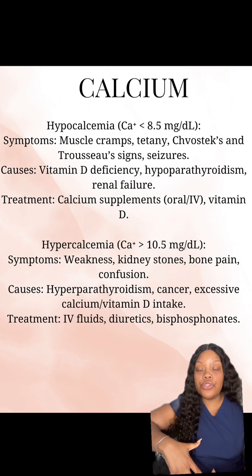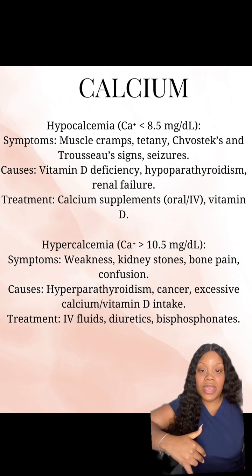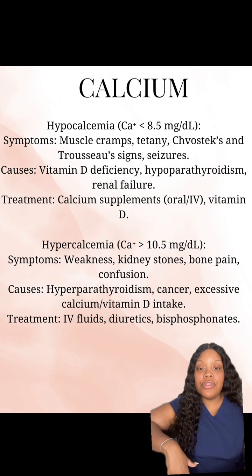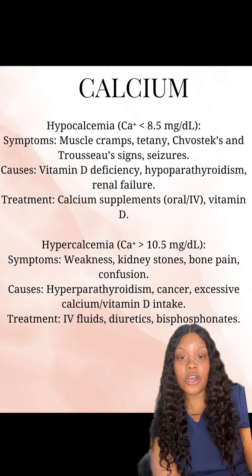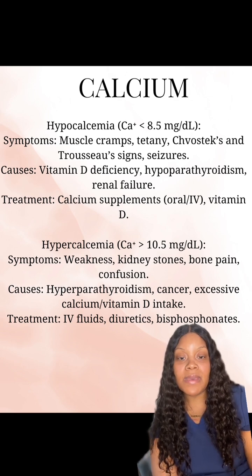Remember, vitamin D helps the absorption of calcium. So what are we going to do? We want to treat the patient with IV fluids to try to flush out all that calcium. We can administer the patient diuretics as well to try to flush out the calcium, because diuretics will increase our urine output. Then we can administer a medication drug class called bisphosphonates, and this medication works by slowing down bone breakdown, which would then decrease the amount of calcium that is being released from the bone.